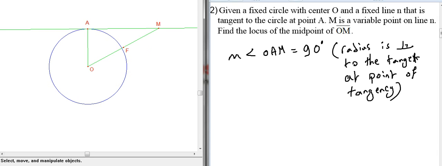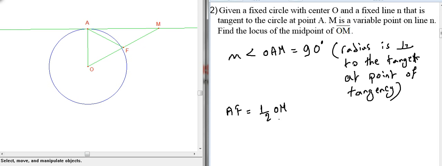Where does this point move? Simply, we have a right triangle at A, and F is the midpoint. What do we call OM? OM is the hypotenuse. The median from the vertex with the 90 degree angle to the midpoint of the hypotenuse, AF, has a length equal to half the length of the hypotenuse.